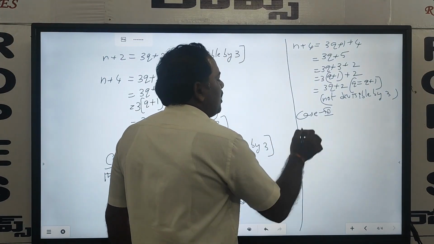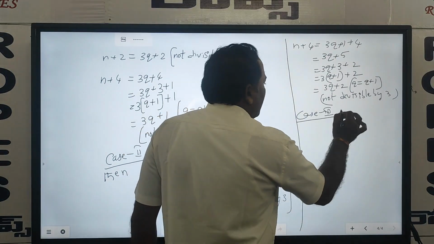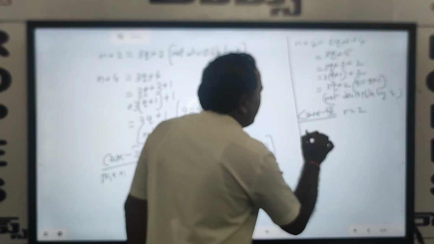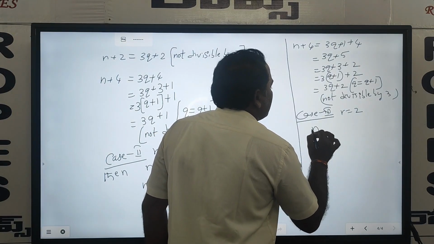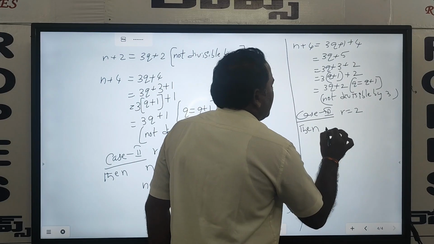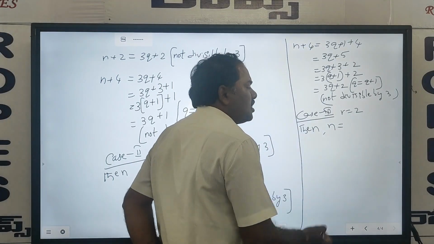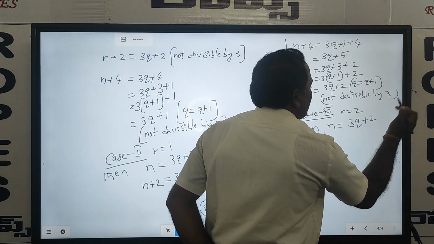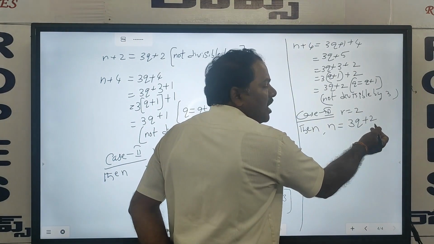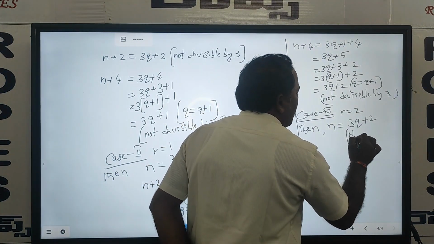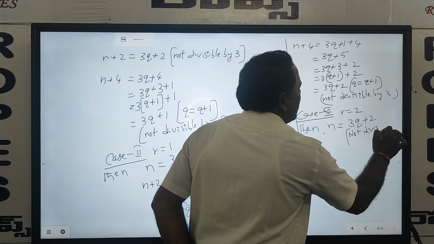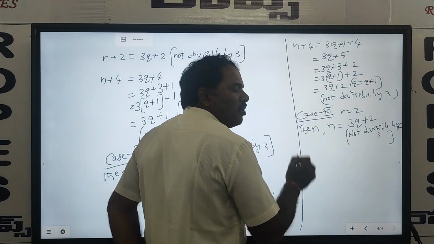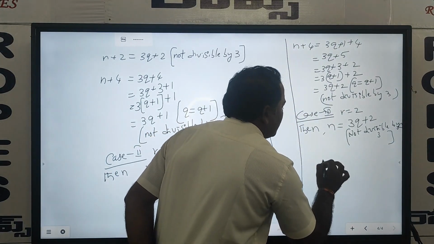Case 3, when r is equal to 2. When r is equal to 2, then n is equal to 3q plus r value 2. Now in this case, remainder 2 we are getting, so it is not divisible by 3.